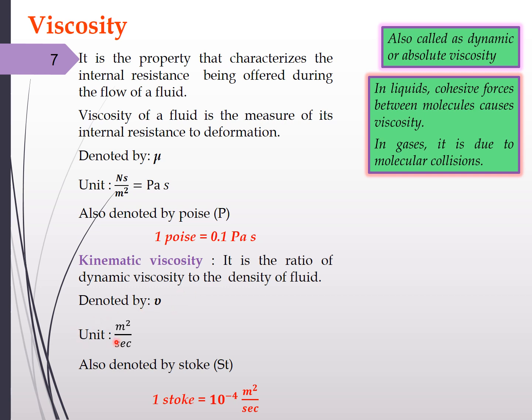As for the unit, we can find it out from here: when we divide Newton second per meter square by the density and units of density, we get meter square per second. So the units of kinematic viscosity are meter square per second. We also denote the kinematic viscosity by stoke. So 1 stoke is equal to 10 raised to minus 4 meter square per second. You can have a look into these two conversions from the book. You can see how 1 poise is equal to 0.1 Pascal second, and how 1 stoke is equal to 10 raised to minus 4 meter square per second.